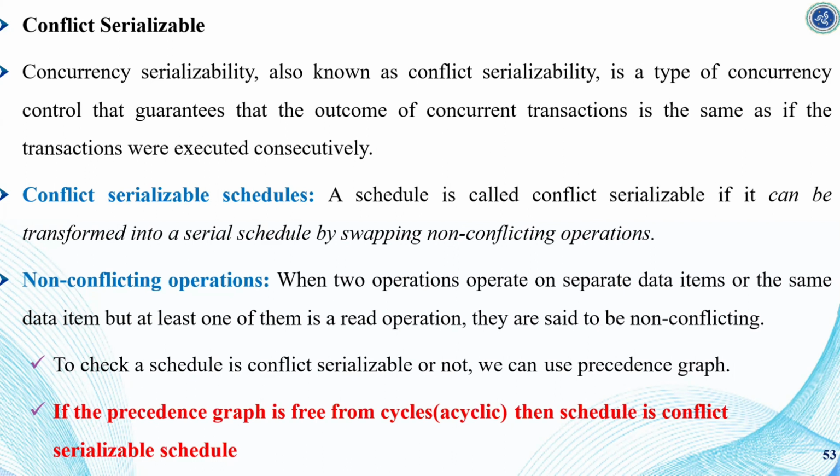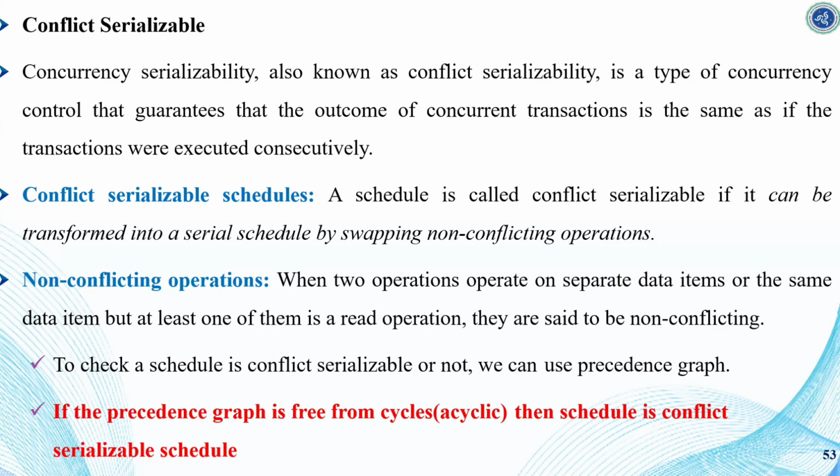Okay. So how can we check whether a given schedule is conflict serializable or not? This is a question that is asked. This can be done with the help of a precedence graph. We construct a graph from the given schedule, and if this graph is free from cycles, I hope you are familiar with cycles and cyclic graphs, if there is no cycle in that graph, then we can say that schedule is a conflict serializable schedule.